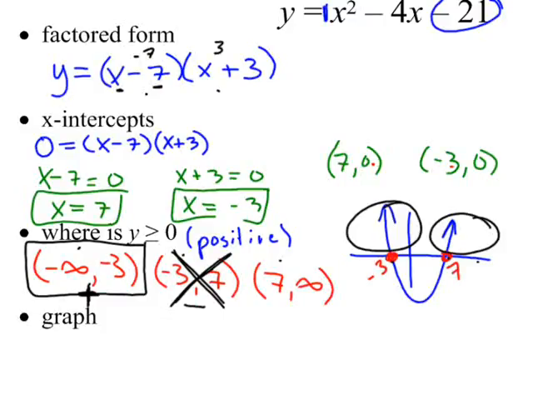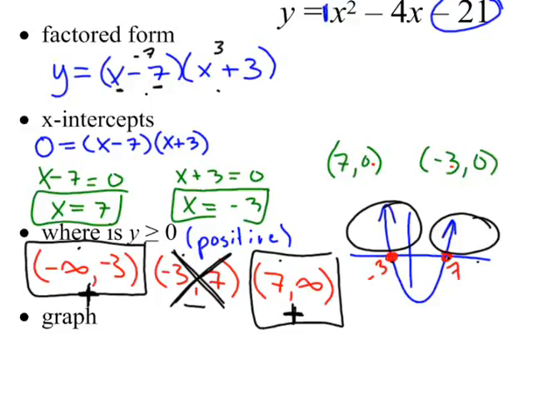Test another number, any number from 7 to infinity, so 10, 3 times 13. Don't really care what that actually equals. I just know it's positive. So again, you can see it's going to be positive in that region. Again, we can kind of see that from the idea of graphing.